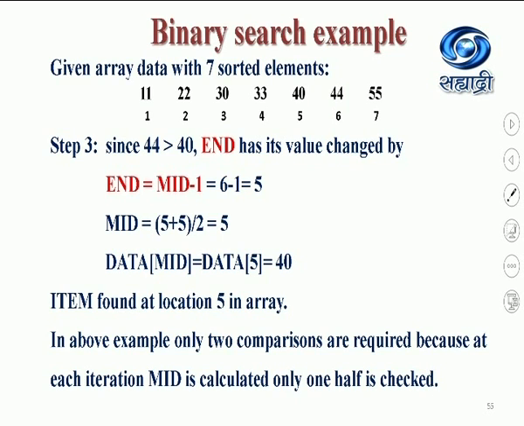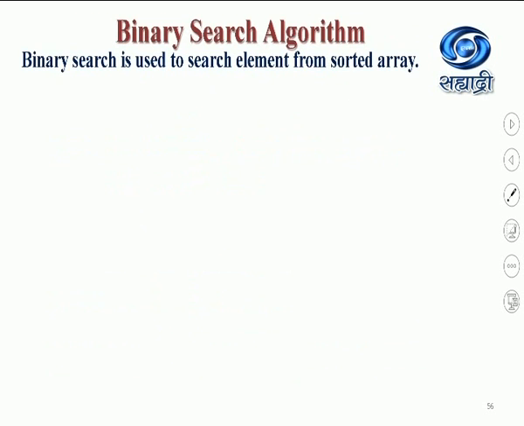checked. So once you find the mid variable value, you are going to compare that mid variable value with the given key element, and it will decide whether you have to change the beg variable's value or the end variable's value. This is an example for the binary search. This is the algorithm. Before that algorithm, we'll see the steps.